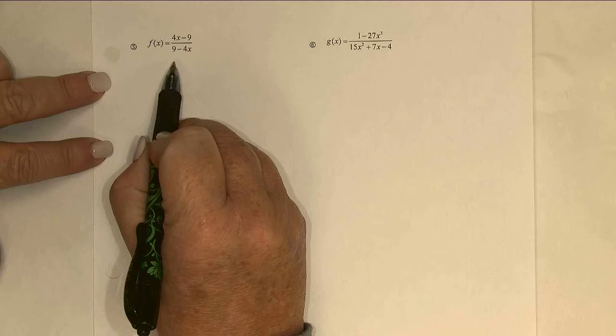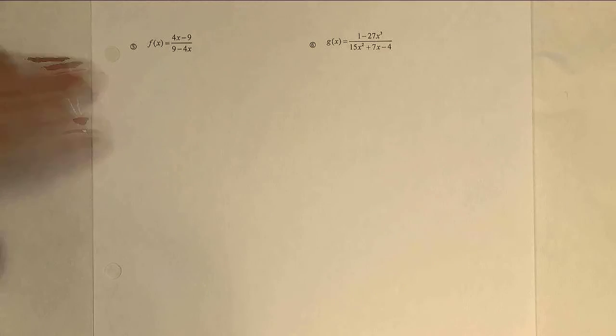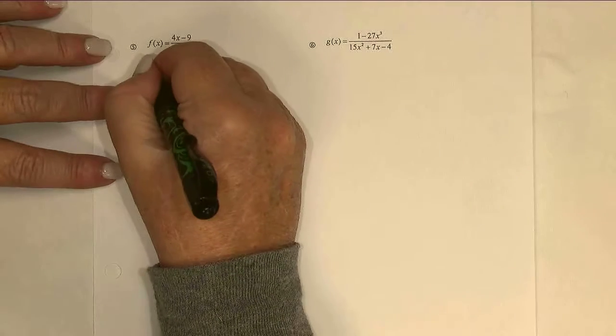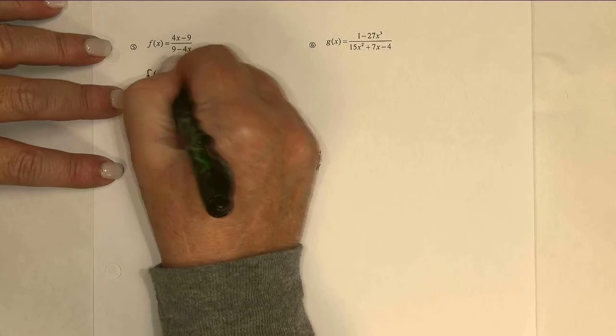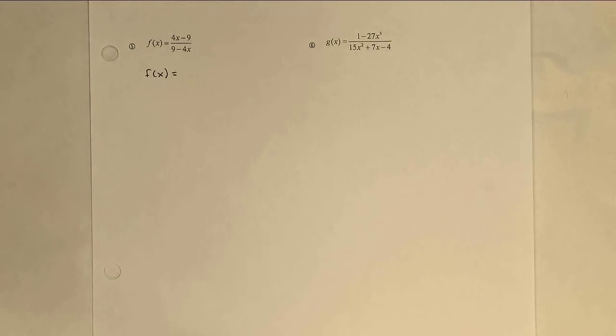This is section 3.1, part C. I'd like to take a look at this algebraic fraction, 4x minus 9 over 9 minus 4x. You can clearly see that we've got the same two terms subtracted, but in the reverse order, top and bottom. Look at what would happen if I were to factor out a negative 1.